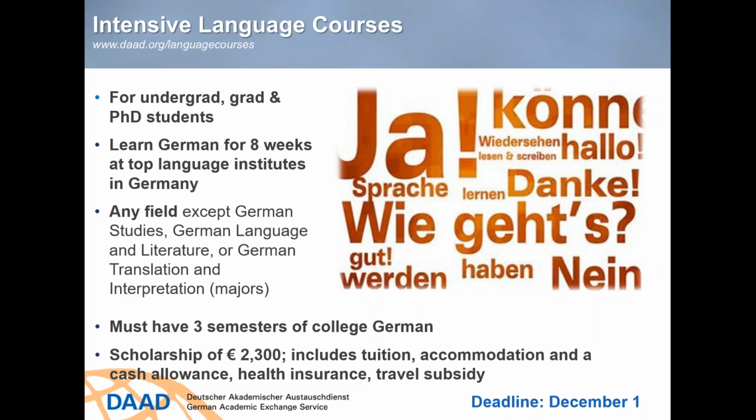What does this course grant get you? This is a scholarship that provides 2,300 euros to cover the cost of an 8-week immersion German course at one of Germany's leading language institutes. Many of you will likely have heard of the Goethe Institute, Germany's cultural arm that has offices around the world and in many major cities. They have schools throughout Germany where they teach German. Very high level of instruction, highly qualified teachers.